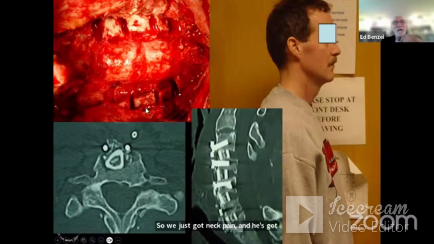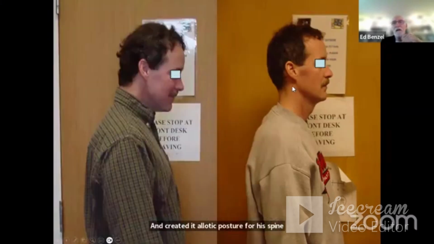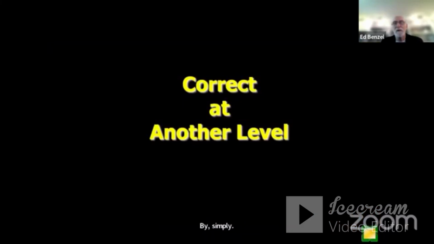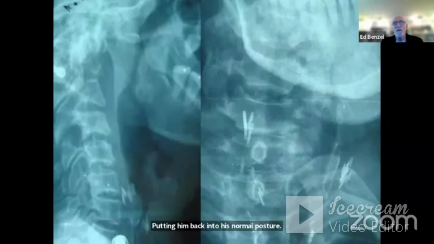And we did facet osteotomies and then turned him over, used trapezoidal allograft fibula. We brought the bone to the implant and created a lordotic posture for his spine. And now look at his neck. Compare pre-op with post-op. So we have effectively treated his kyphosis trapezius sign and his back pain by simply putting him back into his normal lordotic posture. Sometimes we need to correct at a different level because of anatomical restrictions.